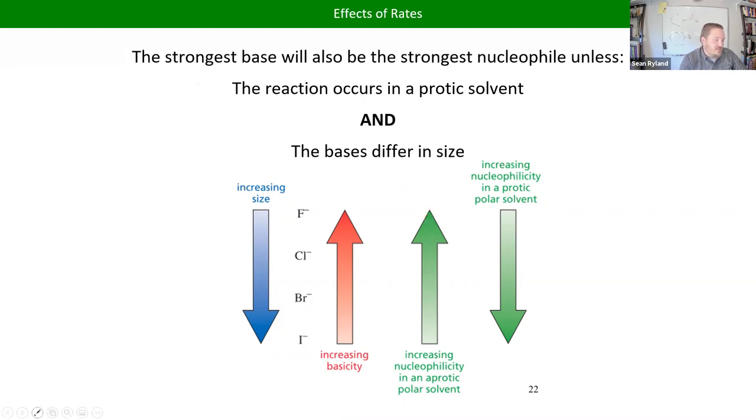Right, so this first sentence is usually the most important rule. This is the general rule: the strongest base will be the strongest nucleophile. If these two conditions are met, that's going to be reversed. If it's in a protic solvent and you have a significant difference in size, then that trend flips. The weakest base will be the strongest nucleophile, which is really weird. See, it takes a lot of getting used to.